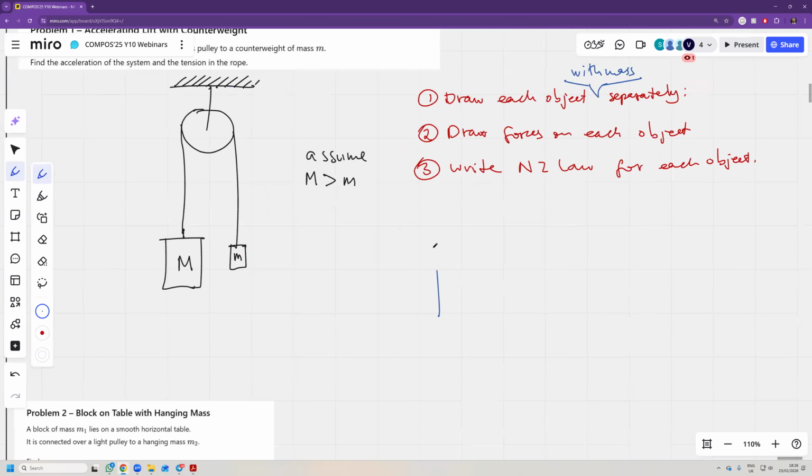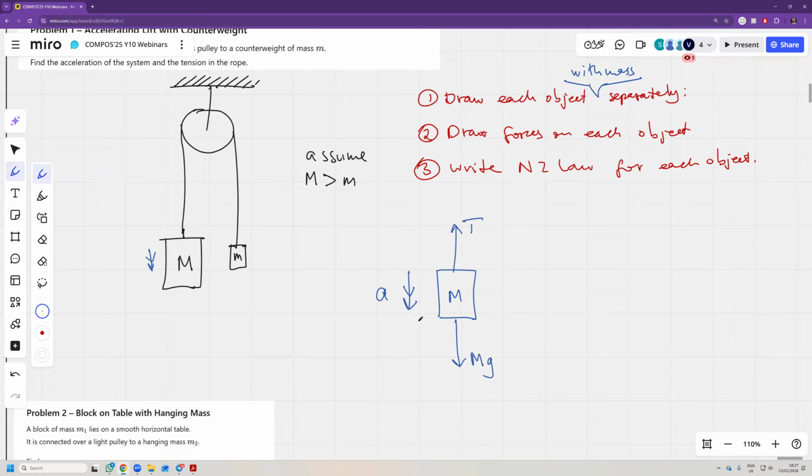So we start by looking at mass M, because we assume it's going to be accelerating downwards. Let's call the acceleration a. And we know there are two forces acting. There's the tension of the rope, which is pulling it up, and there's gravity pulling it down, which is Mg.